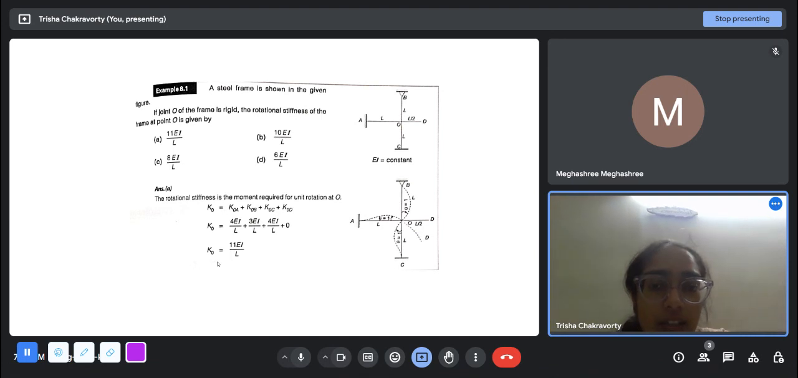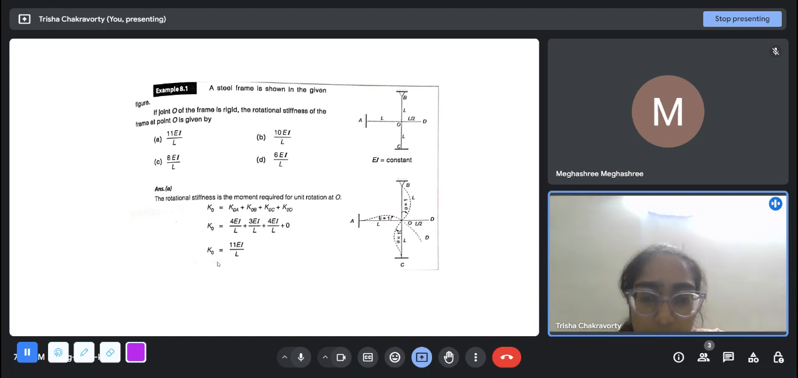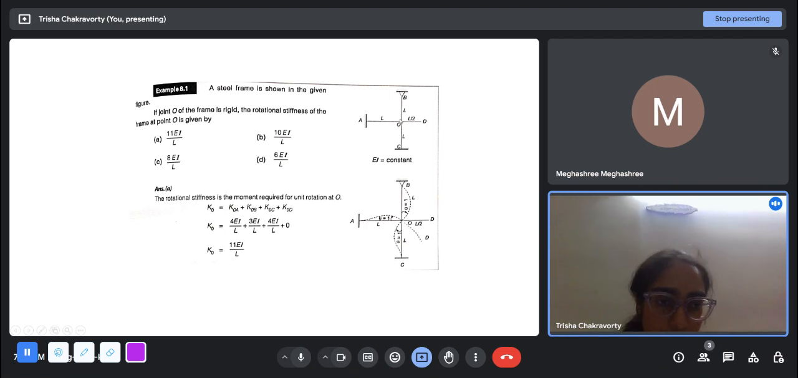Let's look at an example. A steel frame is shown. If joint O of the frame is rigid, the rotational stiffness of the frame at point O is given by what? We have to simply add all the stiffnesses since it is rigid. So what will we do? This side KOD gives no contribution, KOD is 0. KOB is 3EI by L, KOC is 4EI by L, and KOA is 4EI by L. We add all these and get 4 plus 3 plus 4, which is 11EI by L. It is the net rigidity or the stiffness at O.